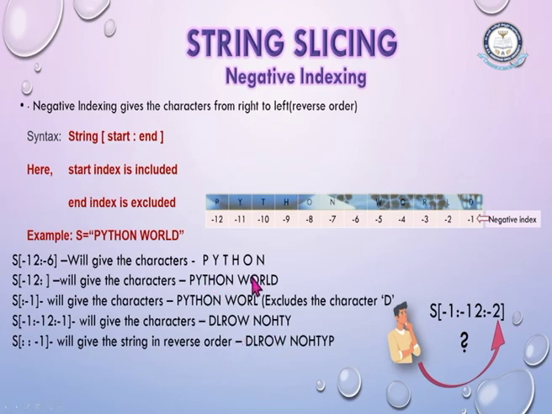The start index and end index will be automatically set as negative. For example, here s of -1 as the start index and -12 as the end index, and if you see -2 as the step, what will be the output of this? Can anybody guess? Just try out.